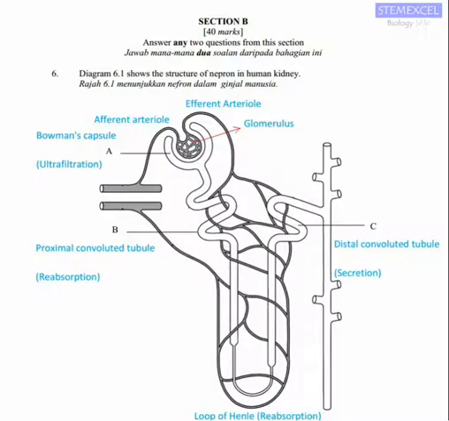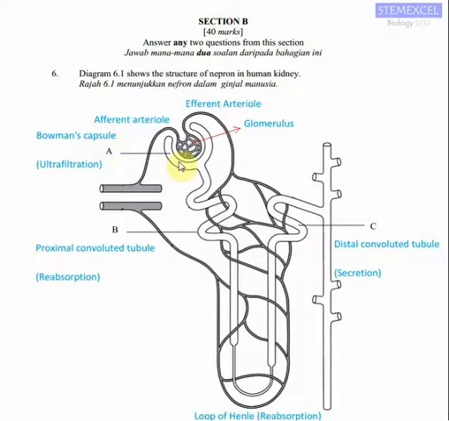Welcome. Now we are in section B of paper 2 from the state of Terengganu. So this is question 6. It's showing the structure of nephron in human kidney. So as usual, I would like to just do a brief recap regarding the major parts of this structure here.